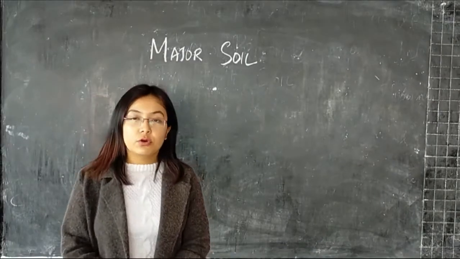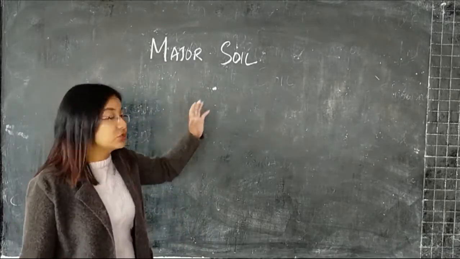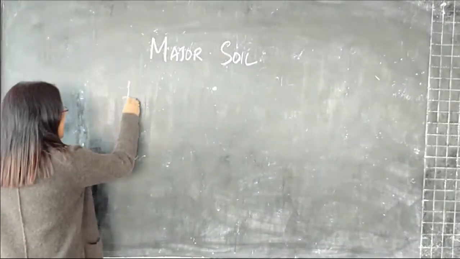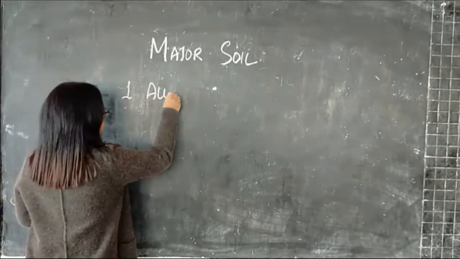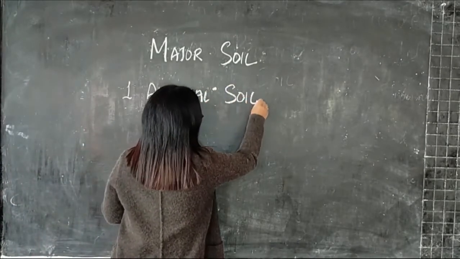Now let us move on to the major types of soil. So when we talk about the major soil, the first soil that we have is the alluvial soil.